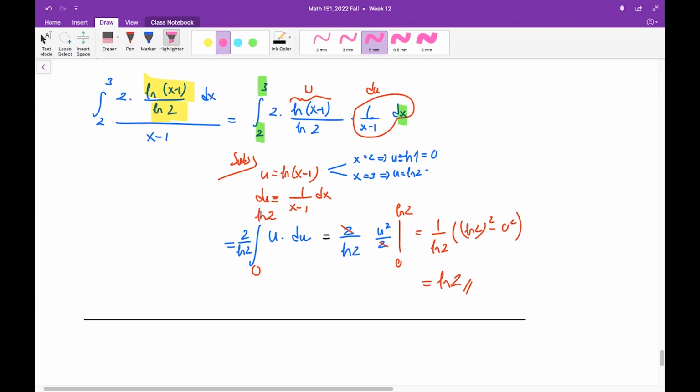Okay, I want to emphasize something again. Sorry, this is too dark. ln 2 and 0 are the boundaries for u, where 2 and 3 are the boundaries for x. If you are applying a substitution for a definite integral like this, when you rewrite your integral in terms of u's and du's, you cannot write here just 2 and 3 as before. No. Instead of 2 and 3, you need to write the new boundaries, which are the boundaries for u. And from this line, you can see what u is when x is 2, what u is when x is 3. So this is the result.